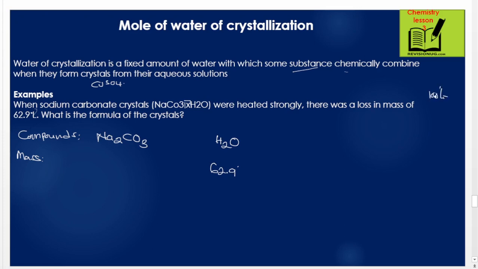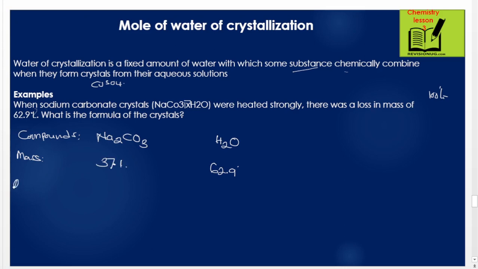Because it was a percentage, what is the balance? Then 100% take away 62.9%. Let us compute this using my calculator. 100 take away 62.9, what's the answer? The answer is 37.1%. So that is sodium carbonate.